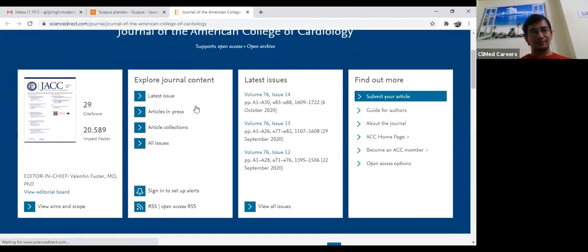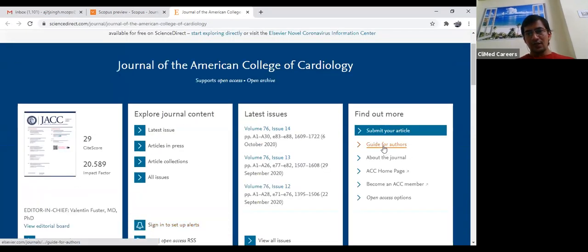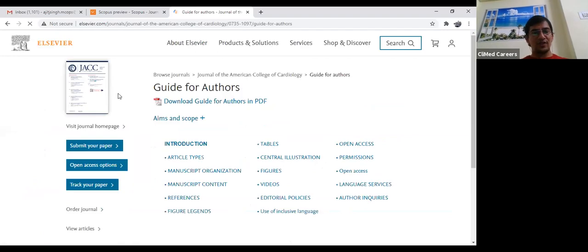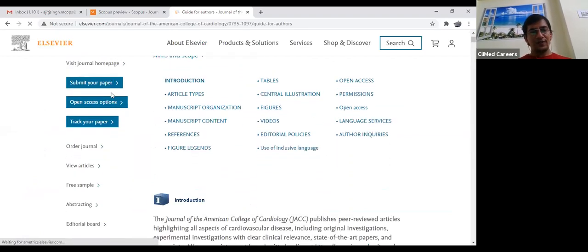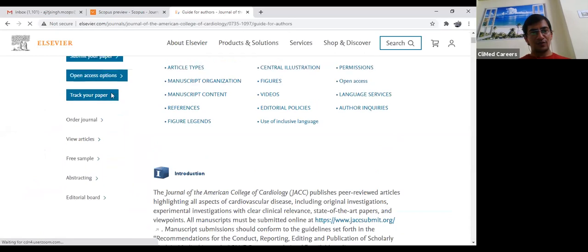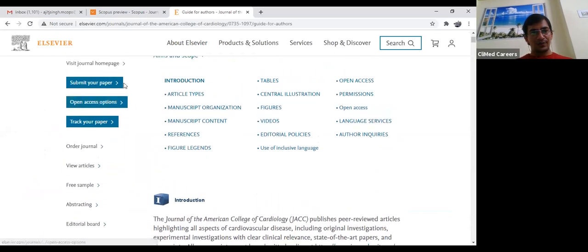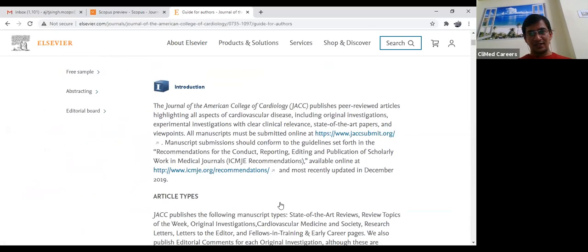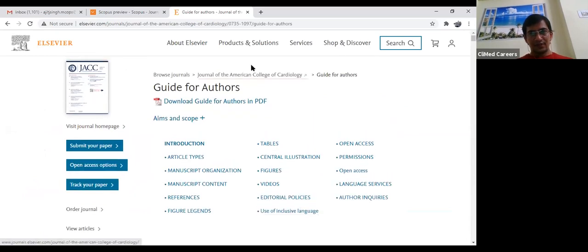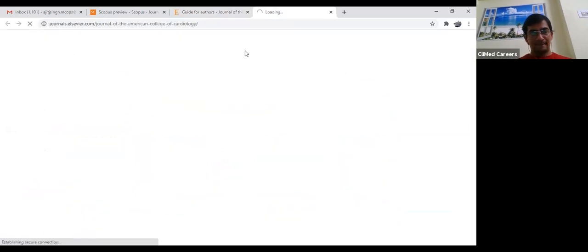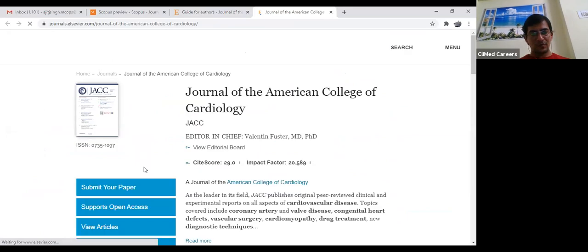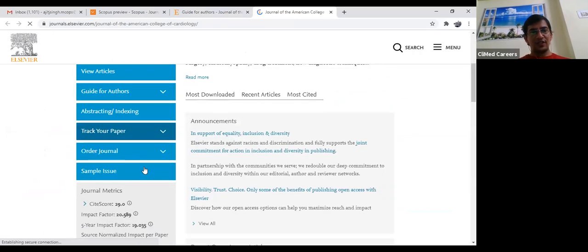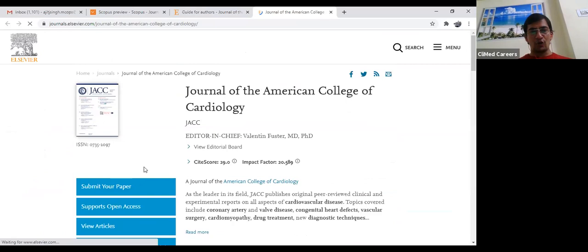Now you can see here guides for authors. If you click on the journal's homepage, this is the homepage of the journal. You can see here. Now, if we want to find out some more information about this, then you can get it here. Here you will get all the information about the journal's homepage.